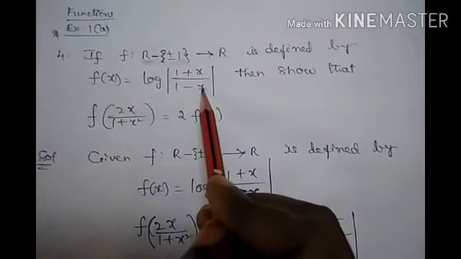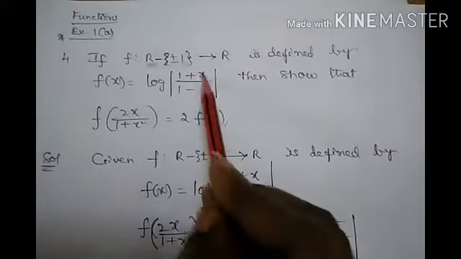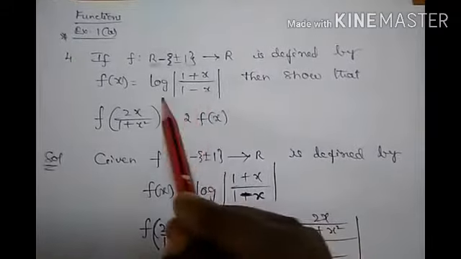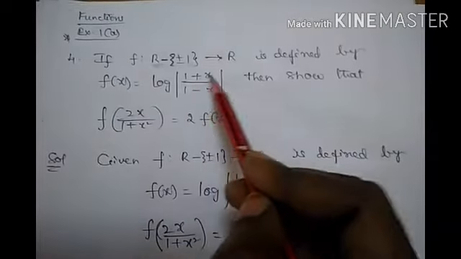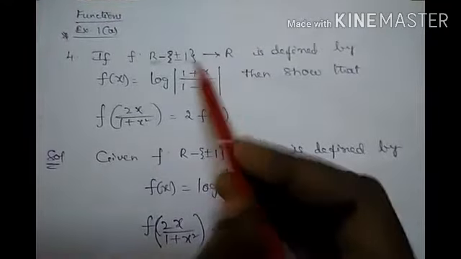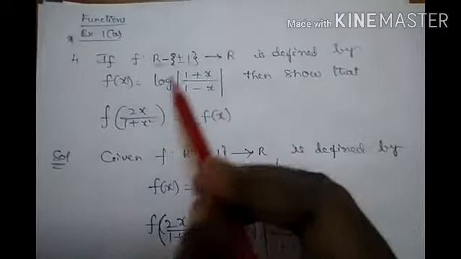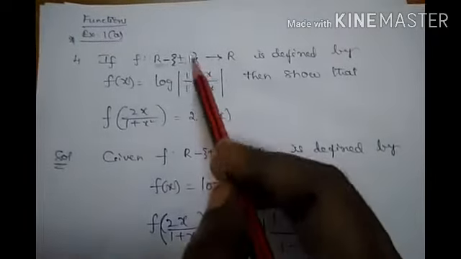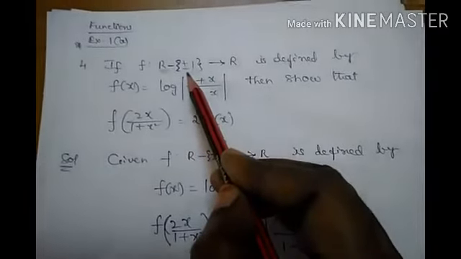If you take plus 1, then what happens? 1 minus plus 1 becomes 0. This is 1 by 0, which becomes infinity. Log of infinity is not defined. If you take minus 1, what happens? 1 plus of minus 1 means 0. Numerator becomes log 0, which is not defined. Log infinity is not defined, and log 0 is also not defined. So in the domain, plus 1 and minus 1 do not exist.